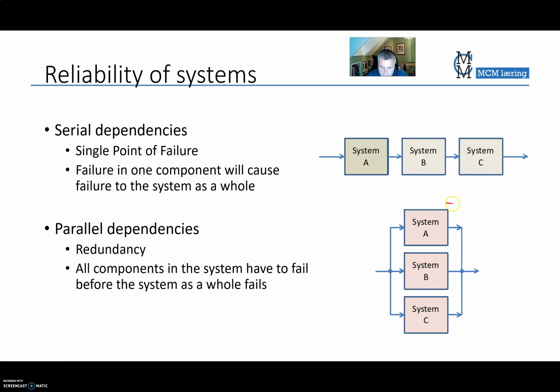For parallel dependencies, it's very easy to think about an airplane, for example, as basic things as the pilot and the co-pilot. What if the pilot should go unconscious during flight? Well, it doesn't matter, because you still have the co-pilot who can fly the plane. So you have a parallel system dependency. The parallel system dependency is named redundancy, because you have redundant system elements, overflødig in Norwegian. For serial dependencies, you have so-called single points of failure.